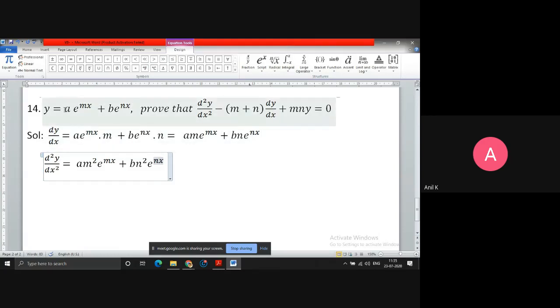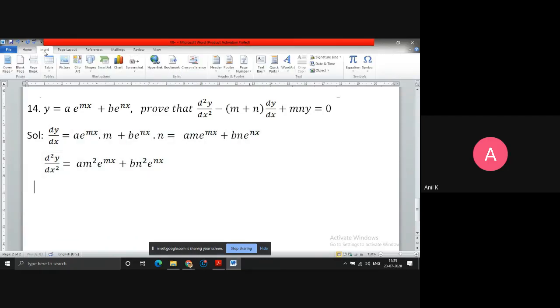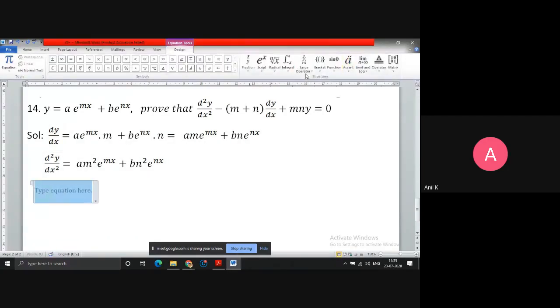You may ask, if a into e power mx is there, why don't you apply the uv formula? Because a is a constant term. No need to apply. Yeah, now I got d square y by dx square. Now what I do is, next step I'll find m plus n into dy by dx, so that I can substitute at the end.